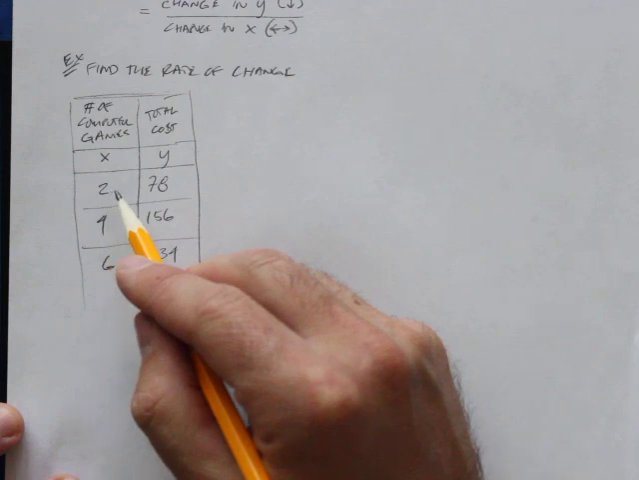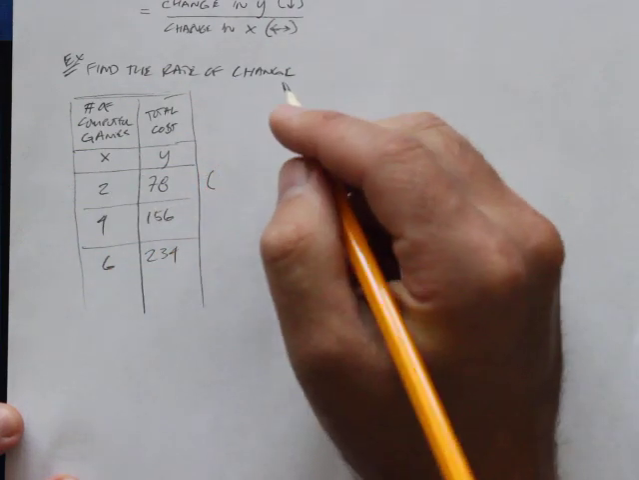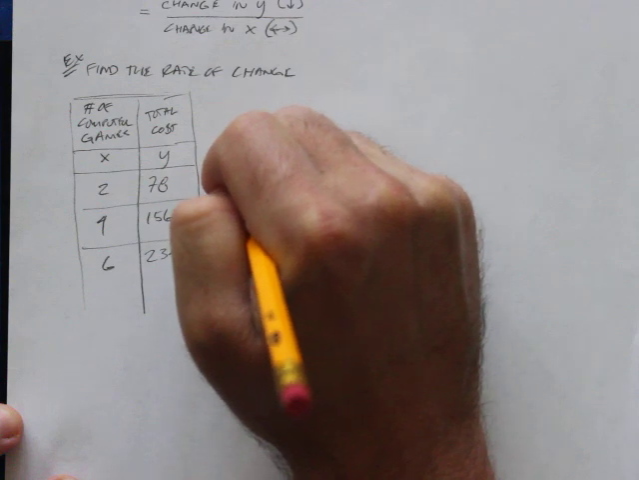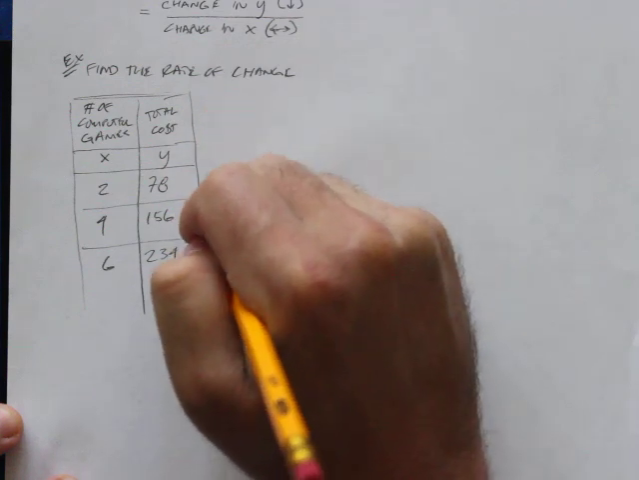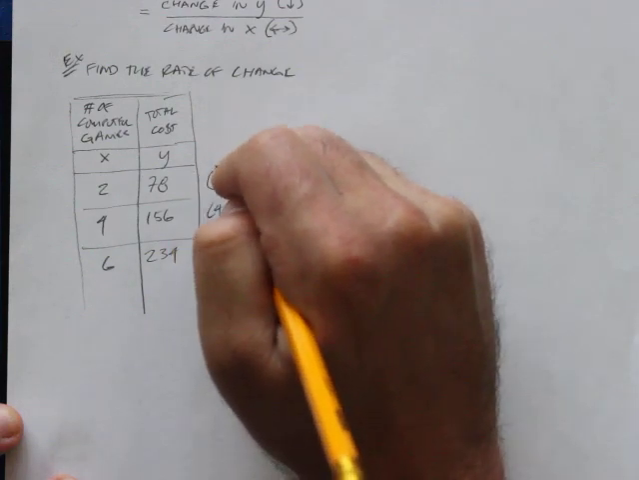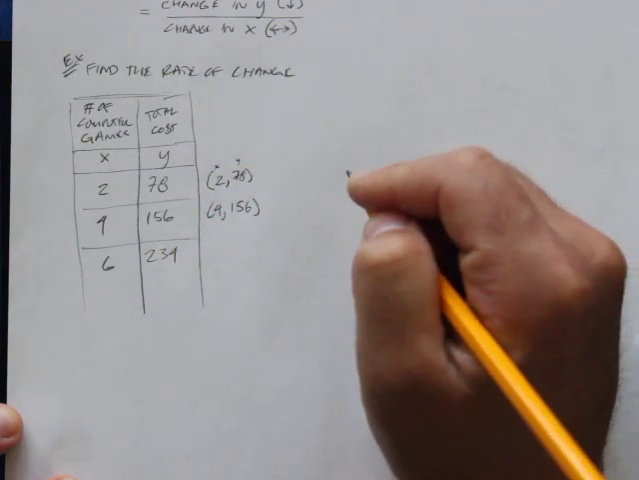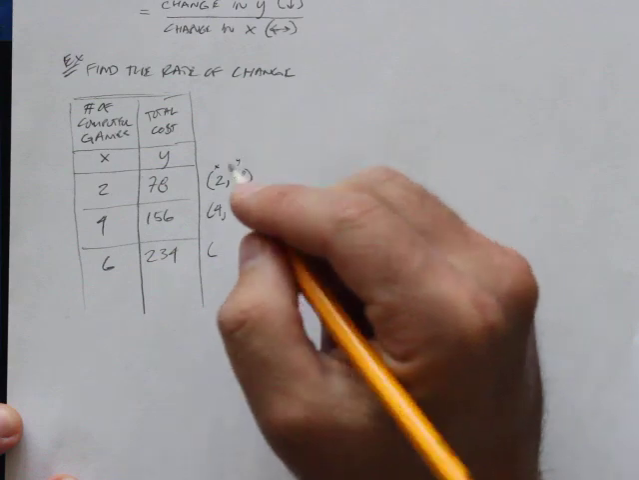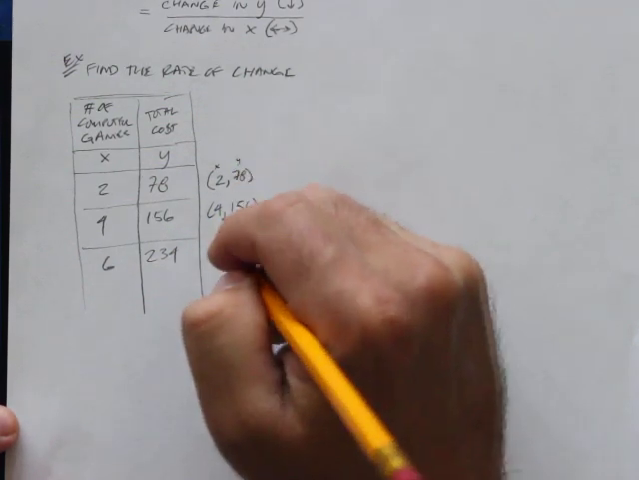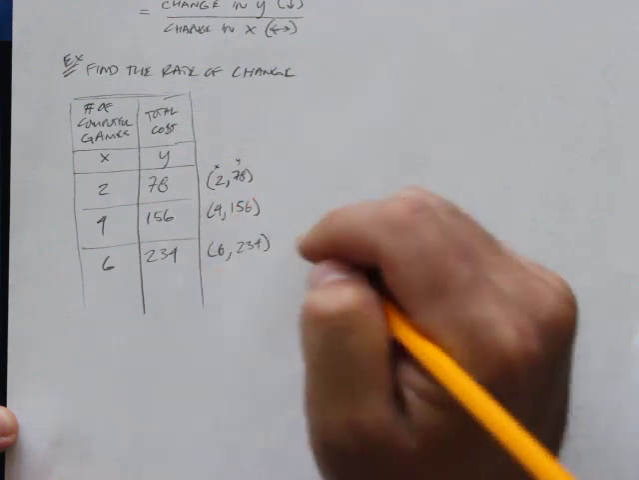Now, let's look at these as points on a coordinate plane. So your x value would be 2, your y is 78. When x is 4, y is 156. So this is x and this is y. And down here, this is 6, excuse me, 234.